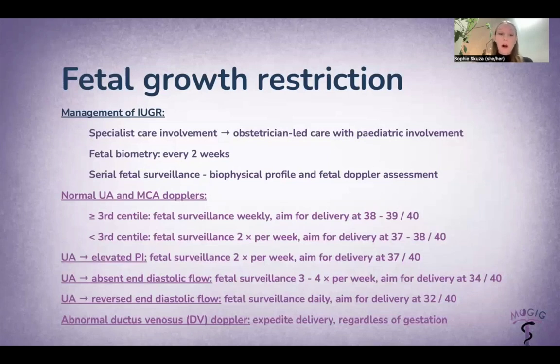And if our umbilical artery Doppler demonstrates reversed end diastolic flow, fetal surveillance should occur daily. This is very severe, and so delivery should be aimed for 32 weeks gestation. Finally, if you ever see an abnormal ductus venosus Doppler, delivery should be expedited regardless of gestation.